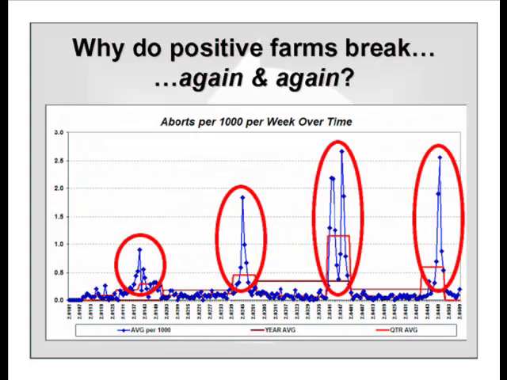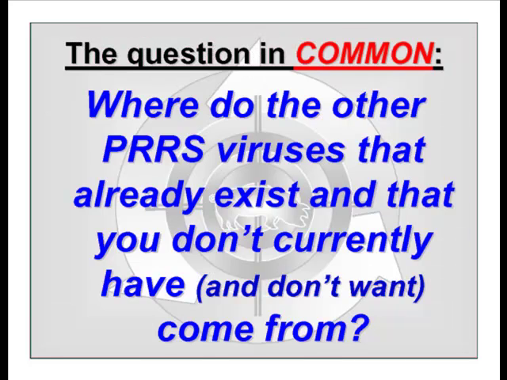The second question, why do positive farms break again and again? This is some data from about 8 sow farms. It's standardized aborts per 1,000 inventory females per week. And this is just illustrating the cycles of PRRS breaks in these sow farms on basically an annual basis for a number of the farms in this particular set. So why do positive farms break again and again?